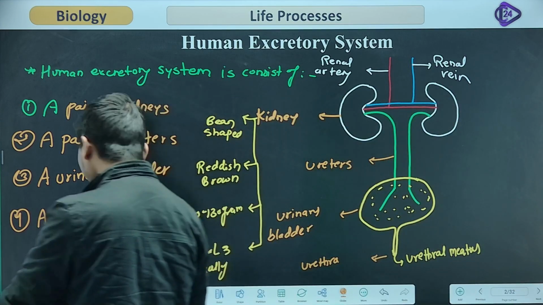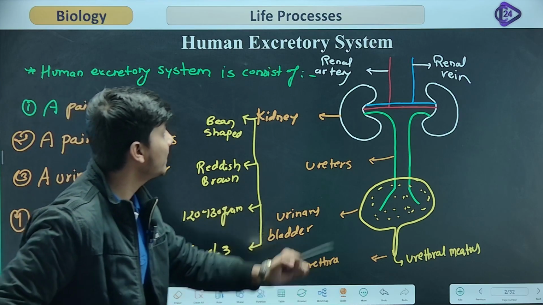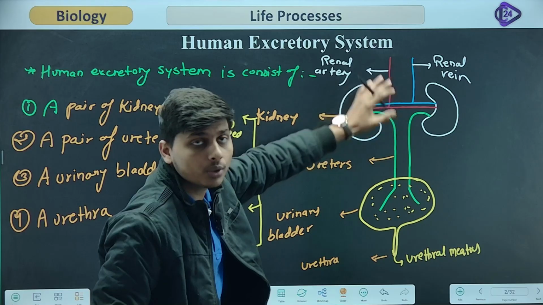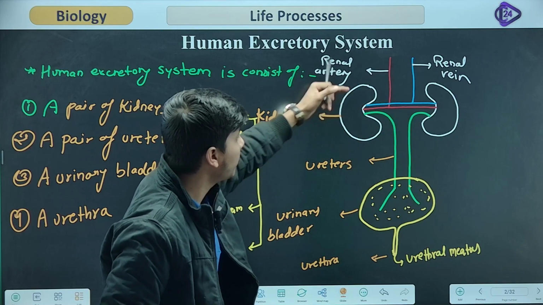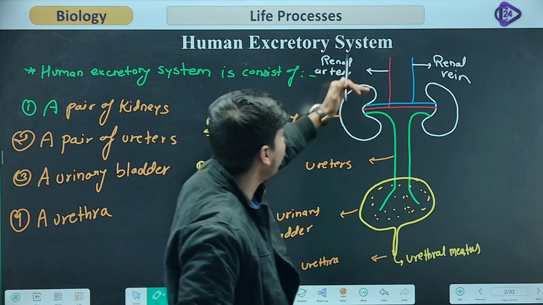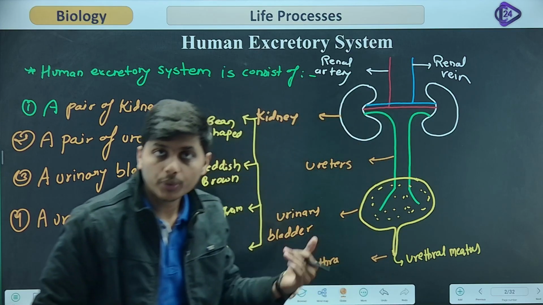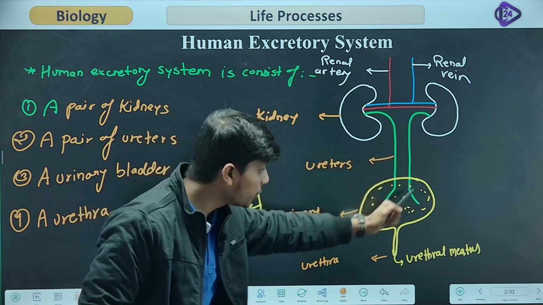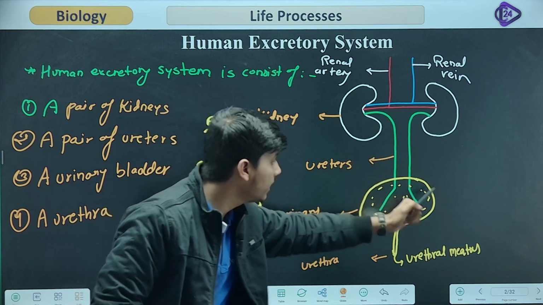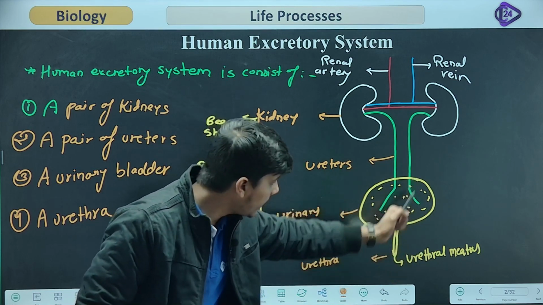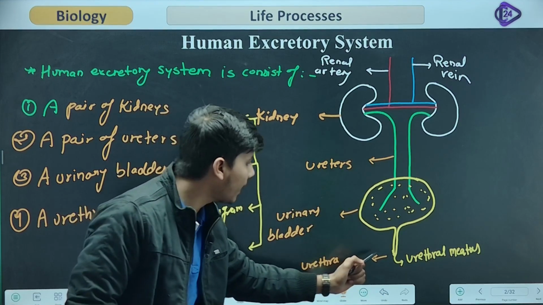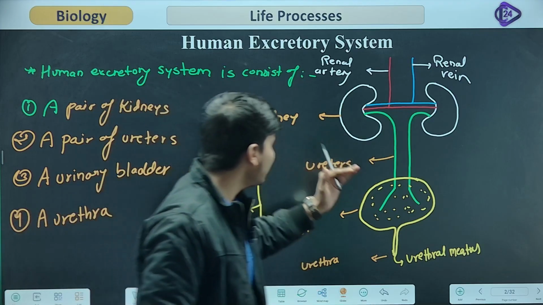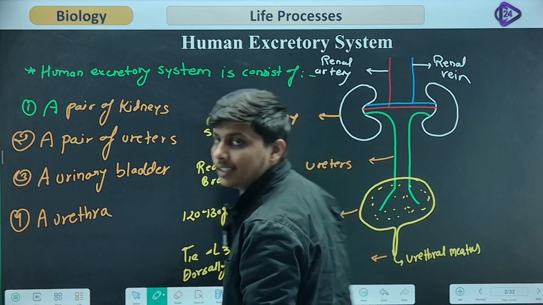This is the diagram of the human excretory system. This is the renal vein carrying impure blood, carrying waste and harmful products, into the kidney. This harmful blood is purified in the kidney by the structural and functional unit of the kidney called nephrons, and the urine formed is taken to the urinary bladder via the ureters, and then urine gets stored in the urinary bladder and then passes out from the body via the urethra, and the opening of the urethra is called the urethral meatus. This is the diagram of the human excretory system.